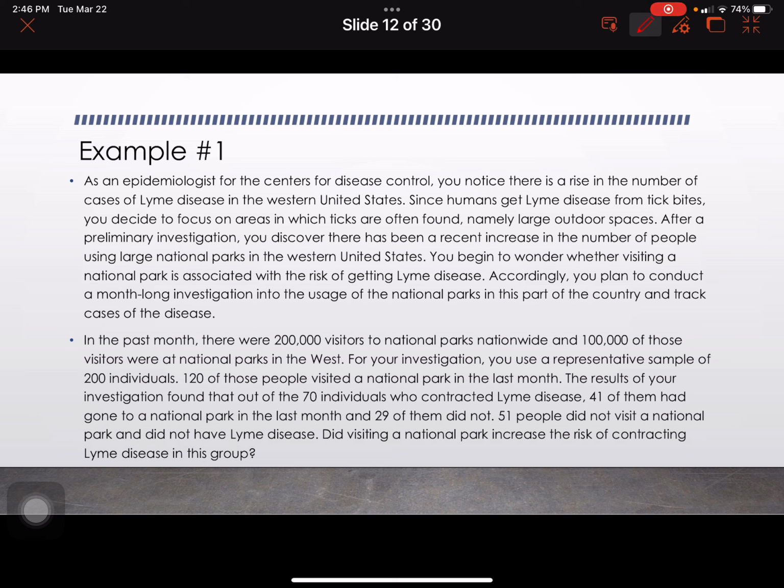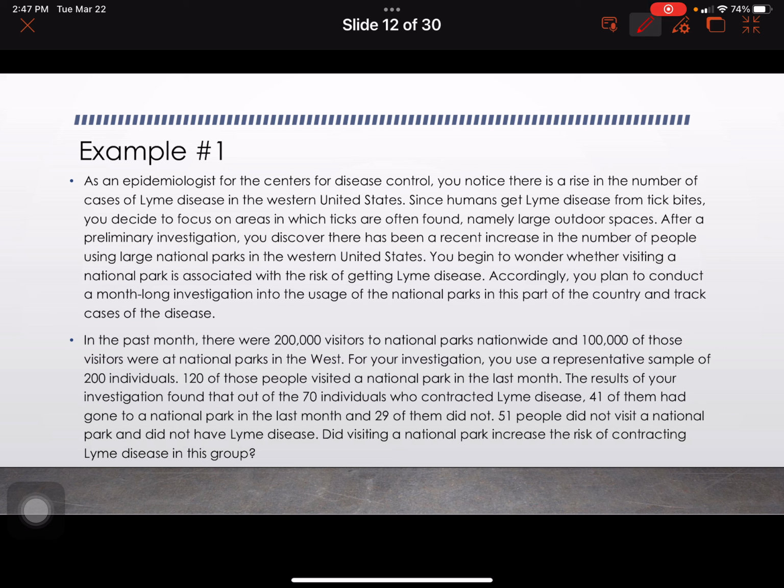You begin to wonder whether visiting a national park is associated with the risk of getting Lyme disease. Accordingly, you plan to conduct a month-long investigation into the usage of national parks in this part of the country and track cases of the disease. Now, right away we can see that this first paragraph is mostly background info. It may help identify the exposure and outcome and kind of goes through the step-by-step process of the scientific method, but it doesn't give me any of the numbers I'm going to need for my calculations.